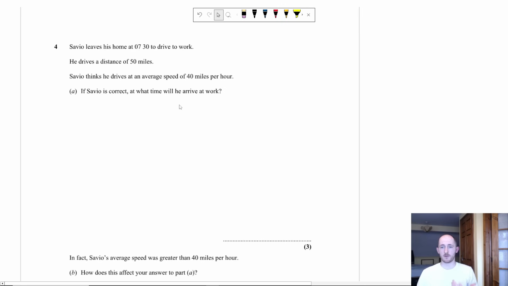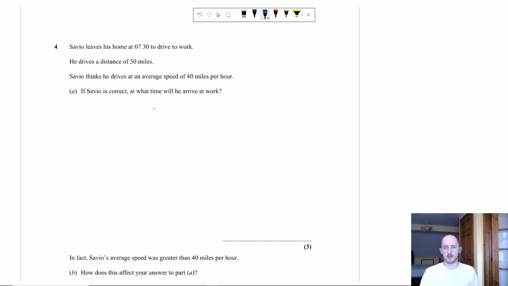So what they're trying to look for here is if you can piece together what you need to do. Okay, so he needs to drive a distance of 50 miles, and he goes at 40 miles an hour. So what time does he arrive? The first thing we should do is work out how long it takes him to get to work, then add it on to the time that he leaves.